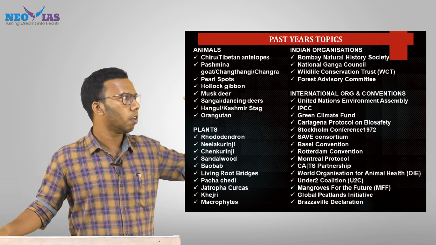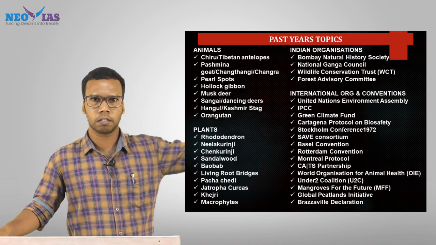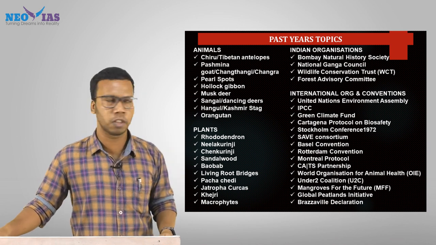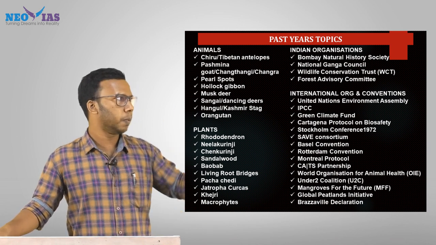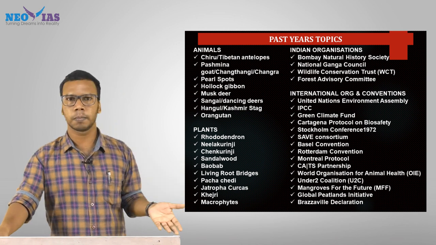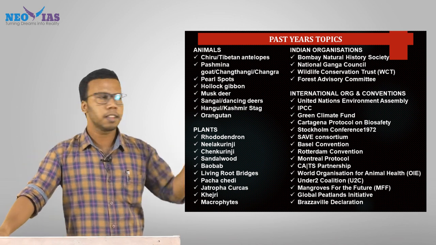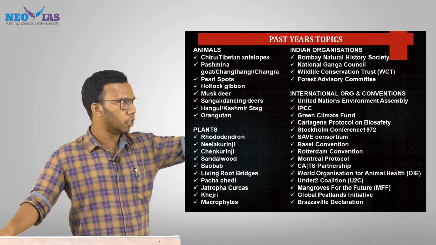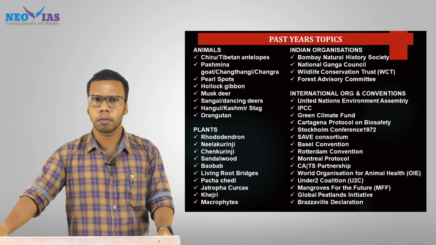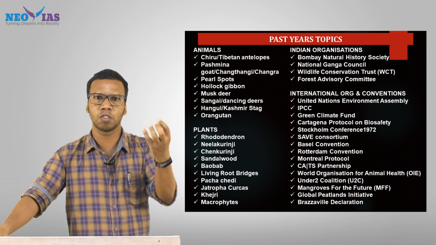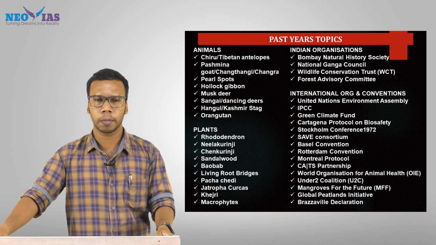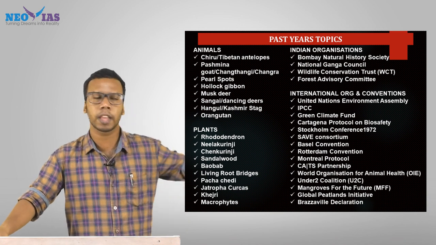These are the animals which were in news in past years from 2018 onwards. Chiru, or Tibetan antelope, was in news. Then Pashmina goat, or Changra or Changthangi, which is another name of the Pashmina goat. Regarding this animal, you need to know why they are hunted and poached. The Chiru, or Tibetan antelope, is hunted for its under fur. That under fur is used to make the world's finest shawl, called Shahtoosh shawl. So you have to know the threat to that animal.